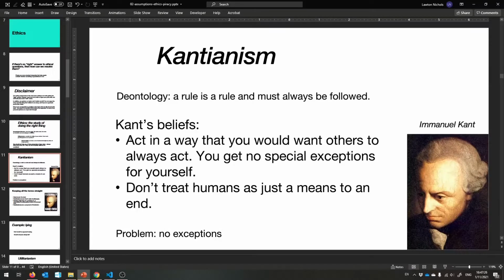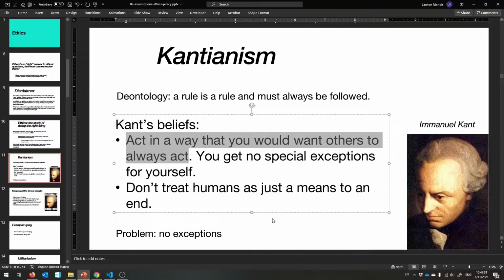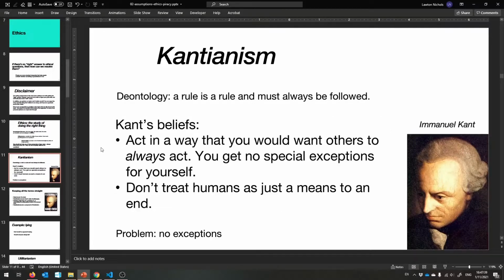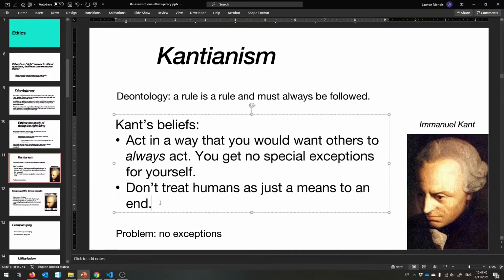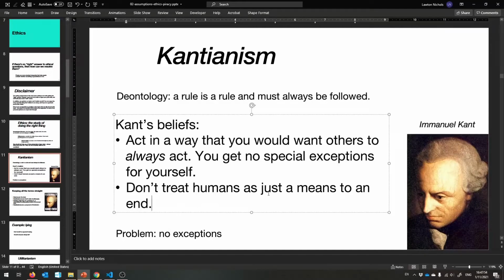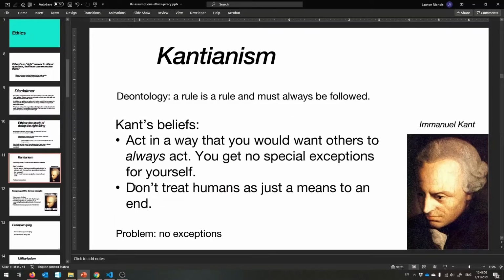So the first possible way that you can talk about Kant's beliefs is you should always act in a way that you would want others to always act. There it is again. You get no special exceptions for yourself. So if you tell your child you can't have a cookie, you yourself cannot have a cookie. Okay, that would be hypocrisy. And the other way that you can frame Kant's beliefs, at least in terms of arguments about humanity, is you should never treat humans as a means to an end, like they're doing something for you and you only care about them for that reason. No, they're humans and you should treat them fairly.